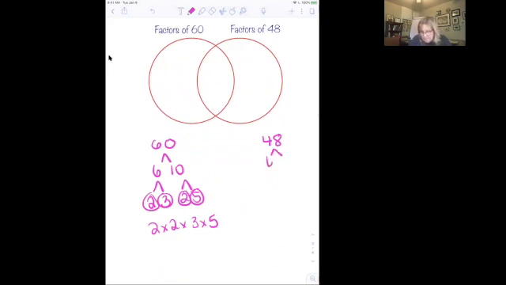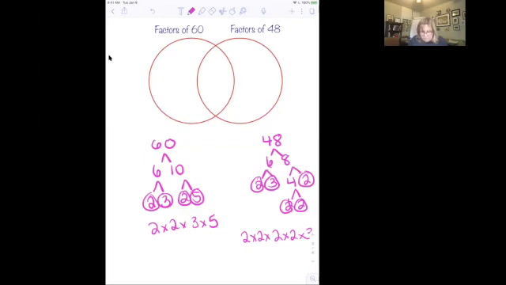48, I'm going to use 6 times 8. Neither of those is prime, so break them both down again. 6 is 2 times 3, those are both prime. 8 is 4 times 2, only the 2's prime, so I break the 4 down again into 2 times 2. So this one has a bunch of 2's. 2 times 2 times 2 times 2 times 3.